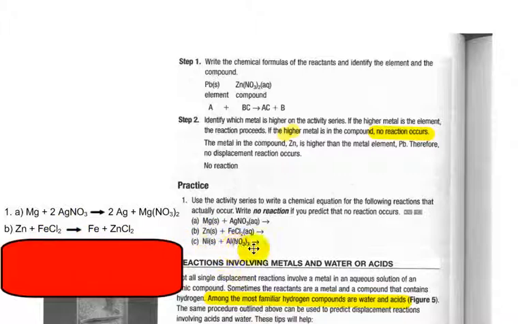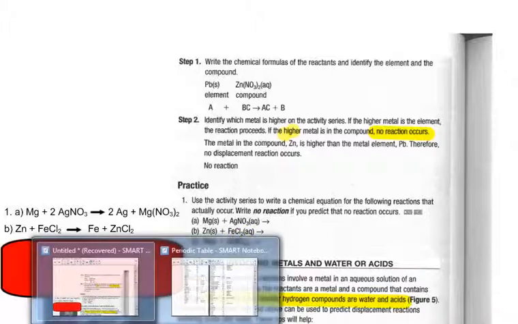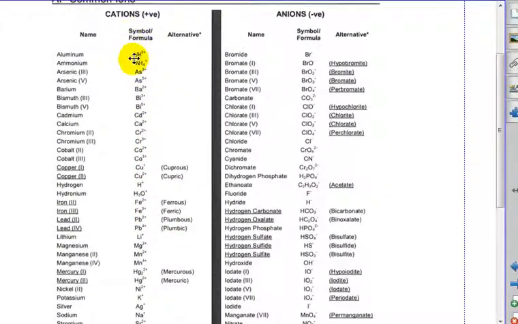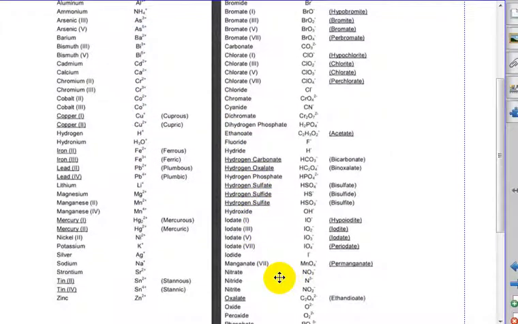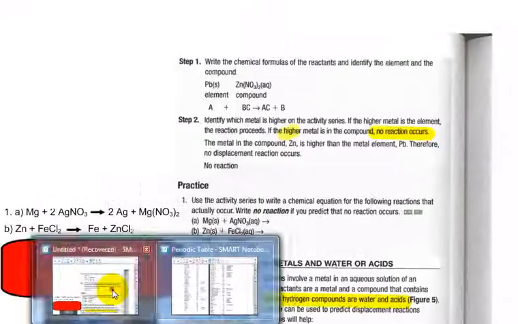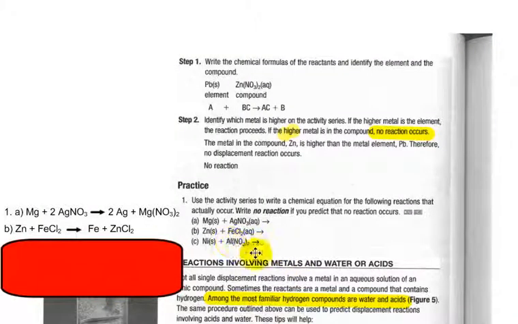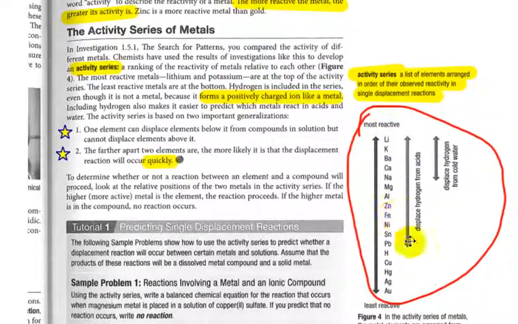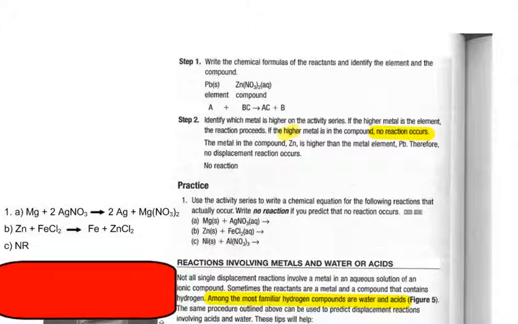Last one here, nickel and aluminum nitrate. So you can see we have 3 nitrates here because aluminum's charge is 3+, whereas nitrate is 1-. So we, of course, have to have 3 nitrates for every 1 aluminum. But does nickel replace aluminum? Let's check it out. Nickel is right here, and aluminum, it's above it. So nickel will not push aluminum out of the sequence there. So we can just simply say no reaction, or just NR. Okay?